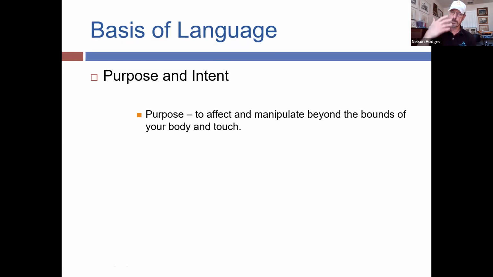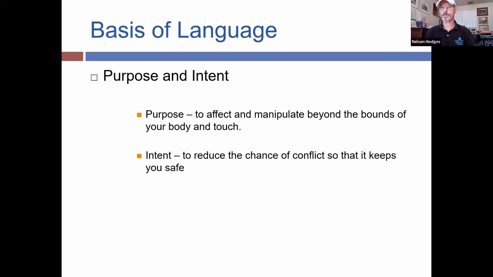So the development of language was to affect or manipulate beyond the bounds of your capability of physically controlling some environment. That's how language was developed. And then the intent is to reduce your chance of conflict or give you an advantage so that it keeps you safe. That's what language is about. So our communications are to affect and to keep us safe.